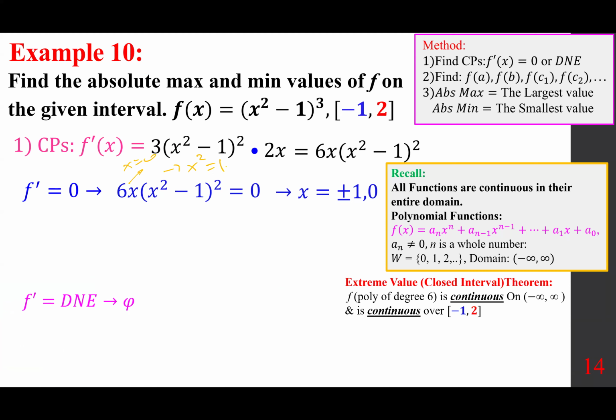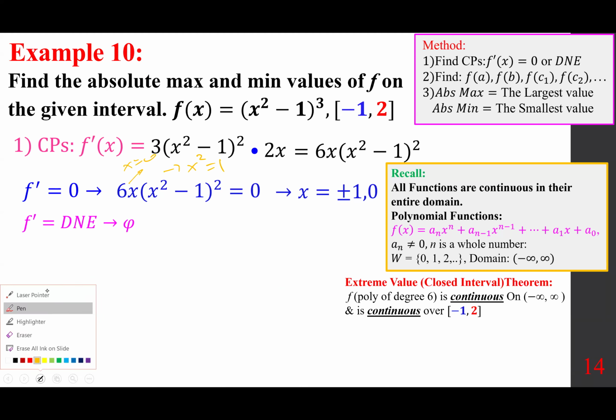If f prime does not exist, that gives you an empty set. Again, I'm reminding you this is phi, an empty set. You remember that? It's a Greek letter, phi, which represents an empty set in set theory.